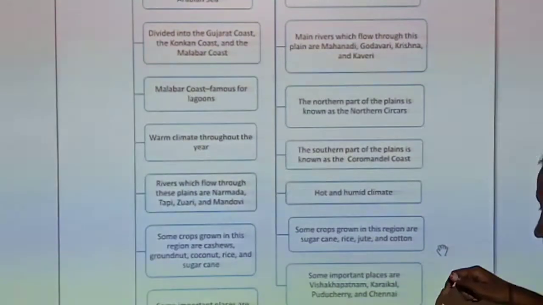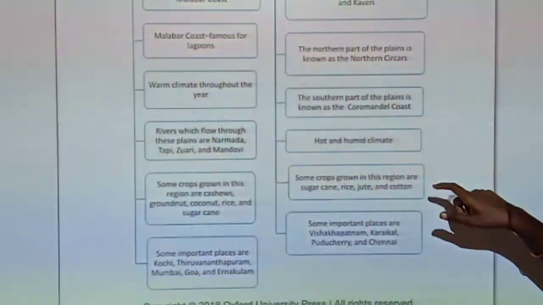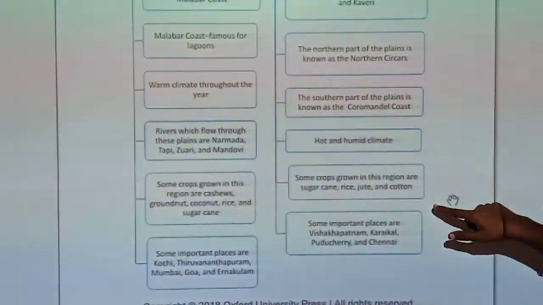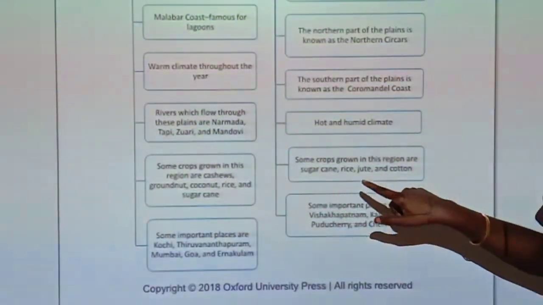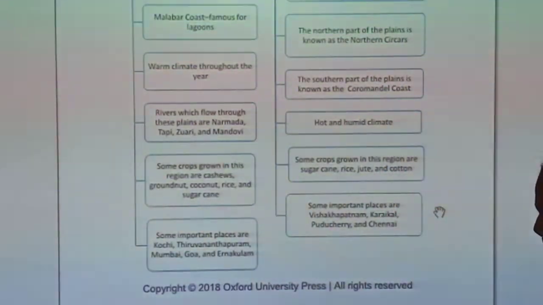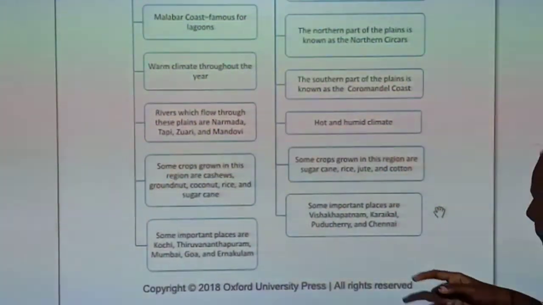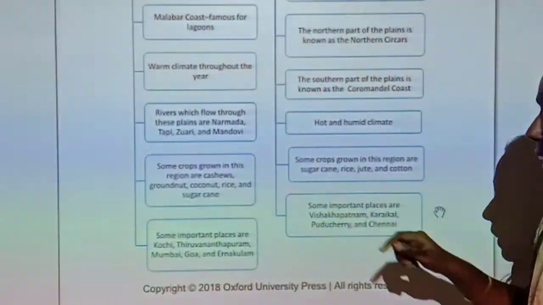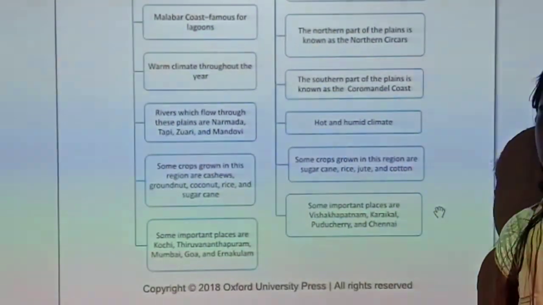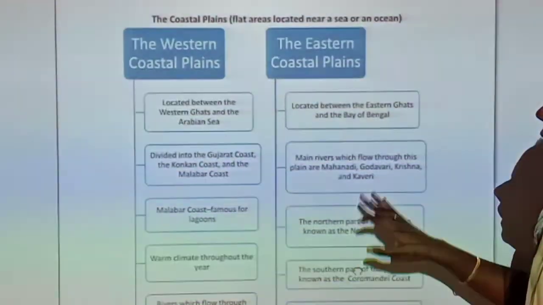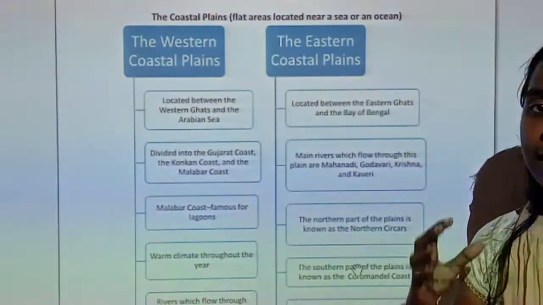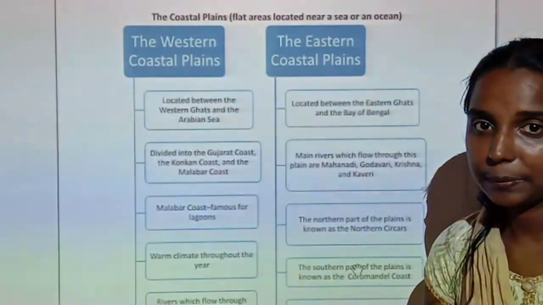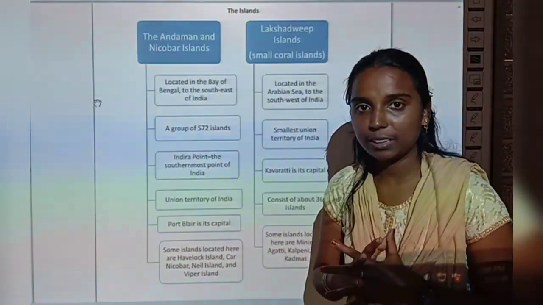And what are the crops that can be grown here? Some crops grown in this region are sugarcane, rice, jute and cotton. And what are the important places situated here? Some important places here are Visakhapatnam, Karaikal, Puducherry and Chennai. So these are the things about the Eastern coastal plains. I hope you can now recall all the things we have learned about the coastal plains, right?